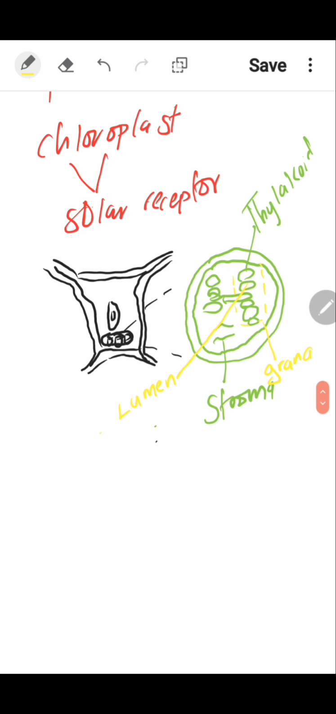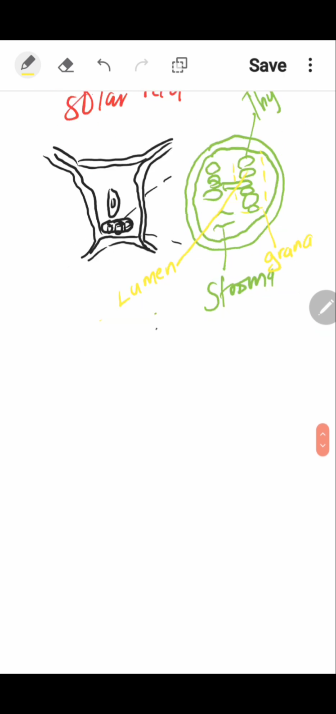So, with the presence of chloroplasts in the leaf of plants, plants are able to produce food. These are basic informations on chloroplast and more to learn.